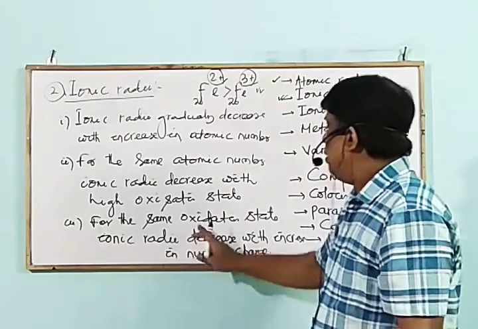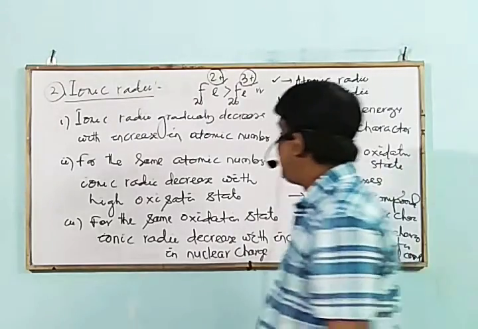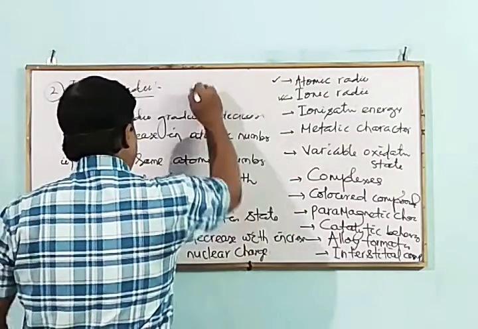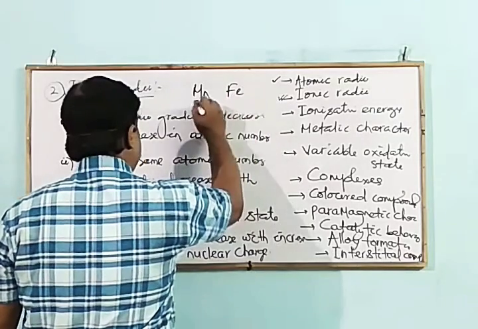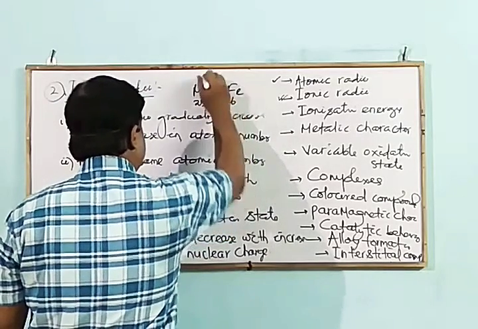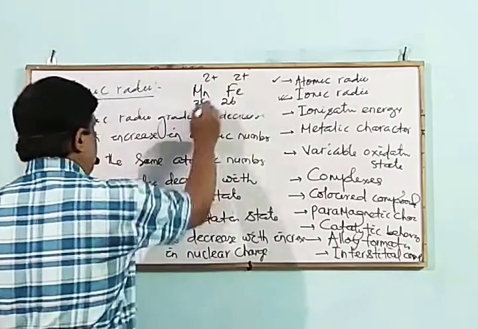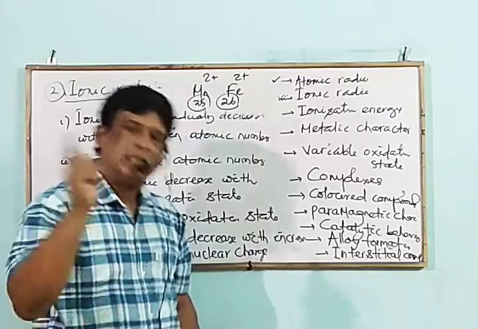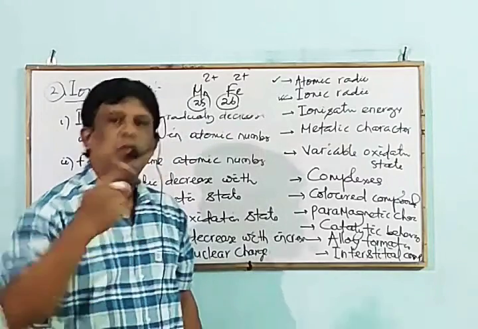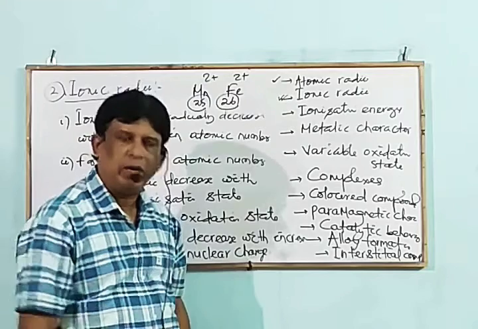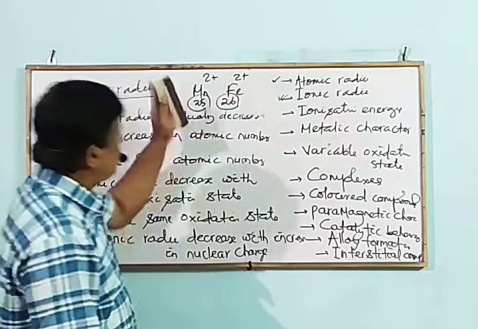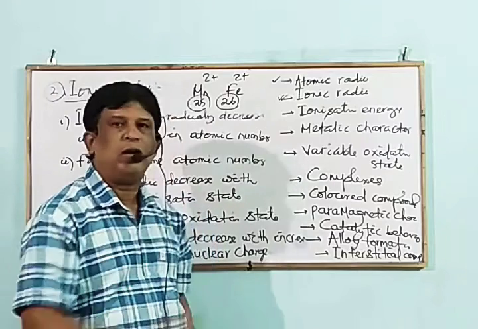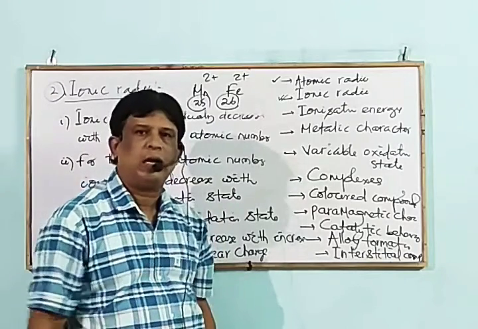Next point, for the same oxidation state, if we mark another case, if we observe manganese and iron, it is 25, 26, 2+, 2+. Mark that. Point 1, for different oxidation state, same atomic number, the higher the oxidation state, the lower the ionic radii. Point 2, for the same oxidation state, different atomic number, the higher the atomic number, the lower the atomic radii.